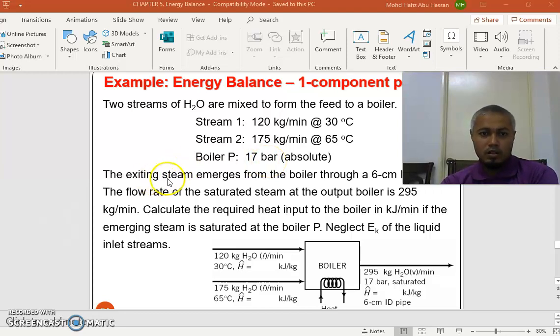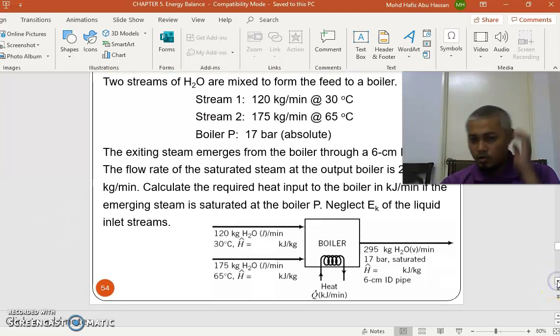The exiting steam emerges from the boiler through a 6 cm ID pipe. The flow rate of the saturated steam at the output of the boiler is 295 kg per minute. Calculate the required heat input to the boiler in kilojoule per minute if the emerging steam is saturated at boiler P. Neglect EK of the liquid inlet stream.